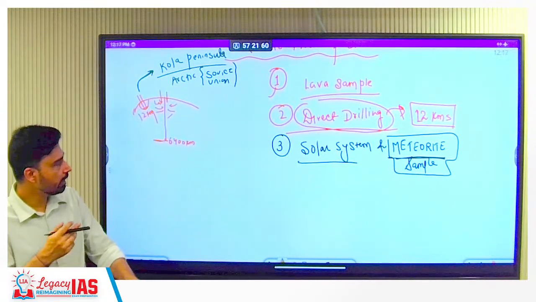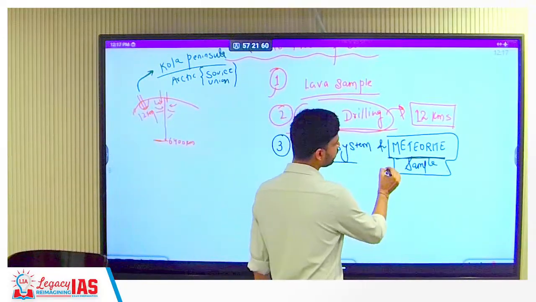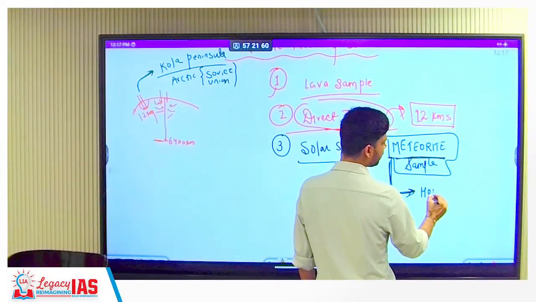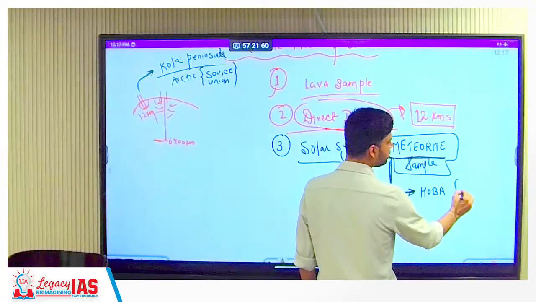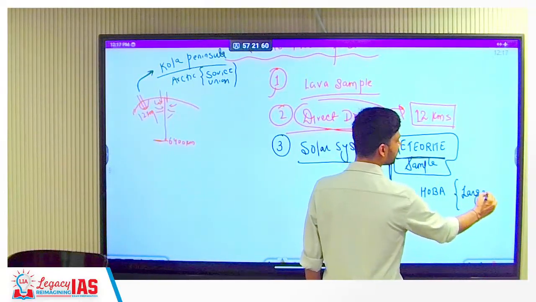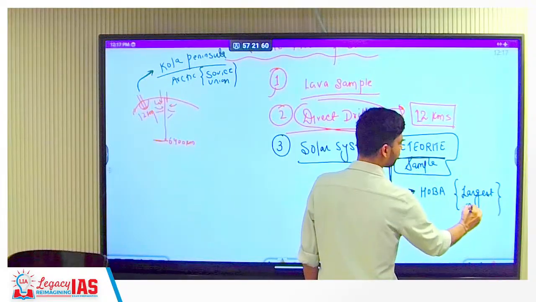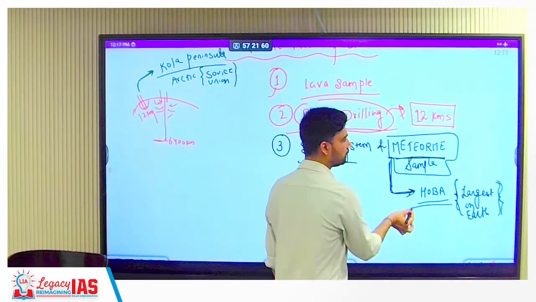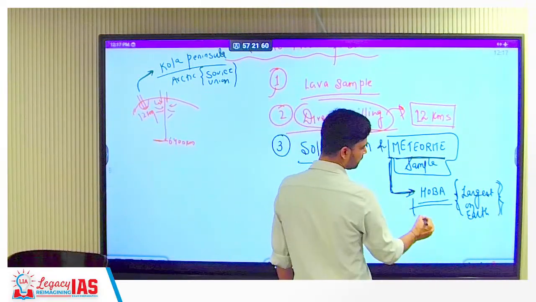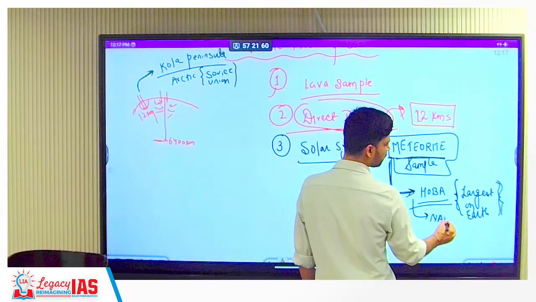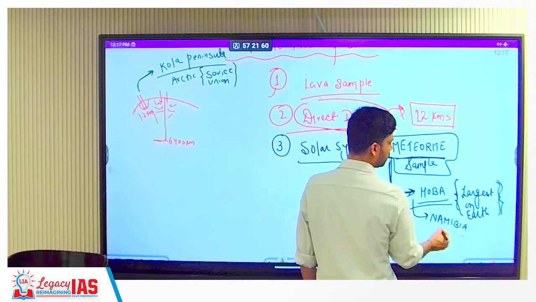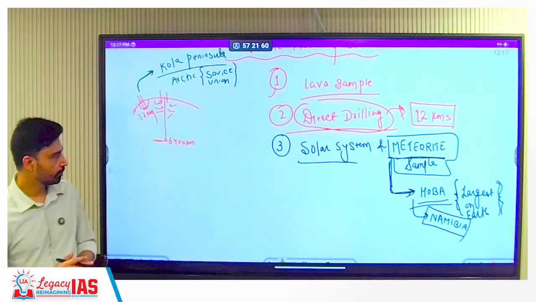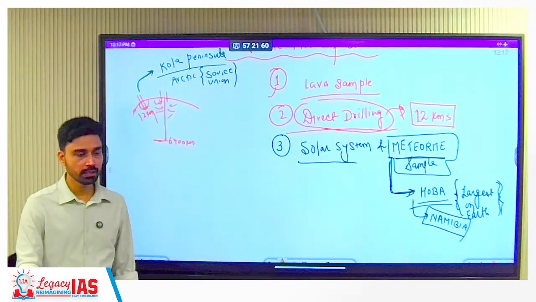So meteorite samples we have collected, and then we try to analyze what kind of minerals we have on the meteorite. So here example you can write is Hoba. It is the largest meteorite till date that we found on the Earth. Largest on Earth. There can be larger, but we have not found yet. But till date, the largest meteorite sample which we have found is referred as Hoba, and Hoba is in Namibia, a country in Africa. So Hoba meteorite. It is in the Namibia region of Africa.